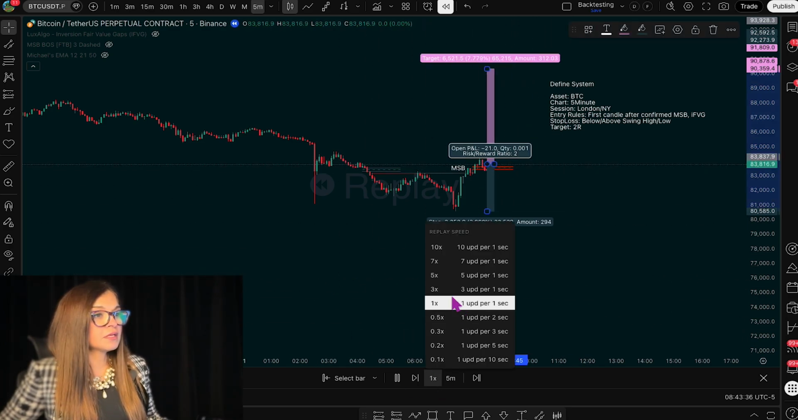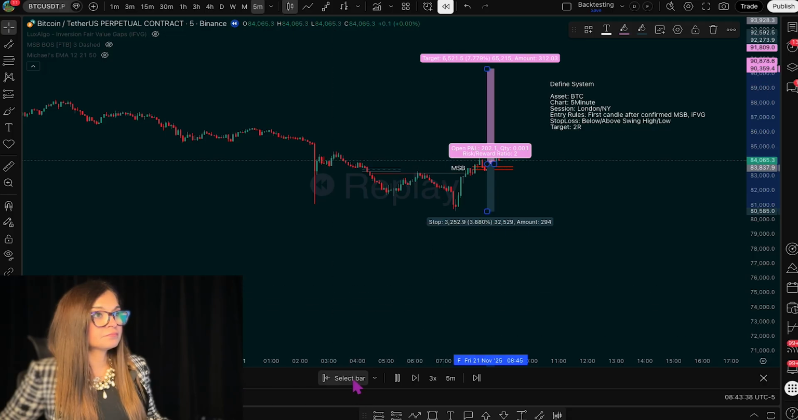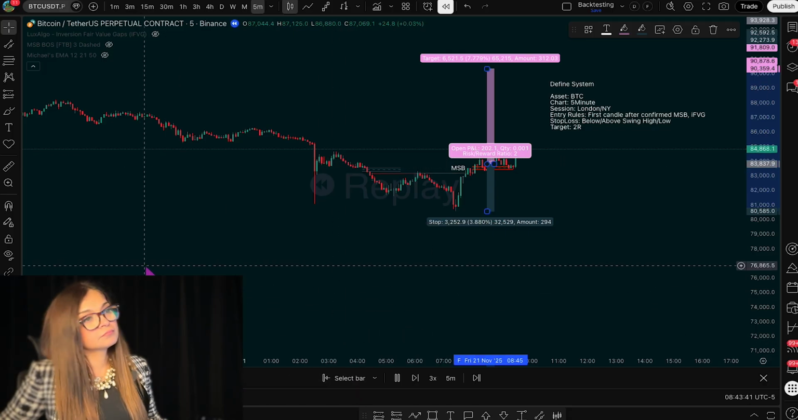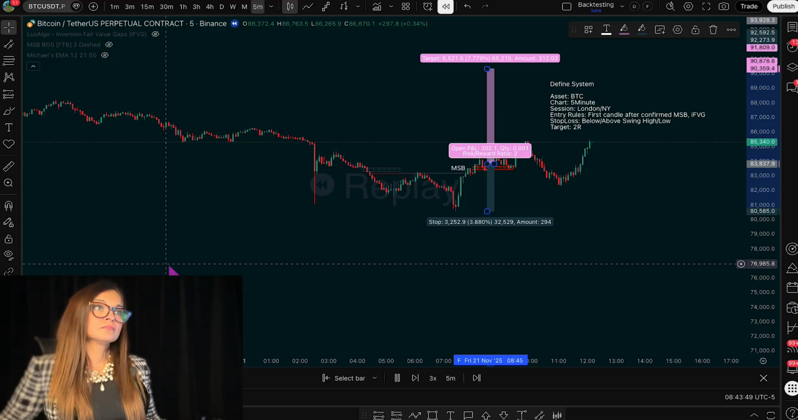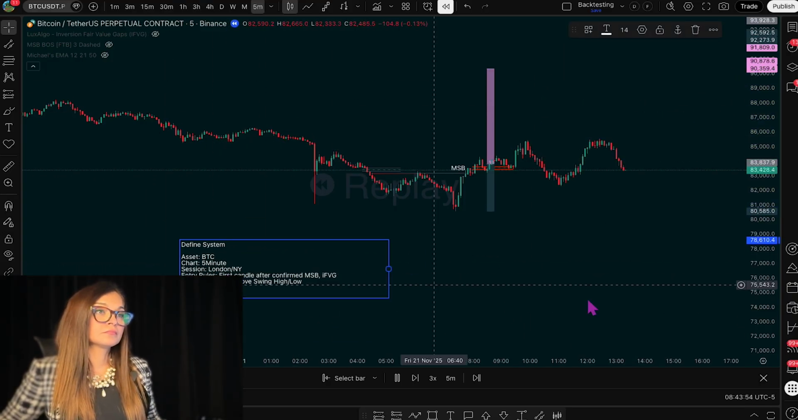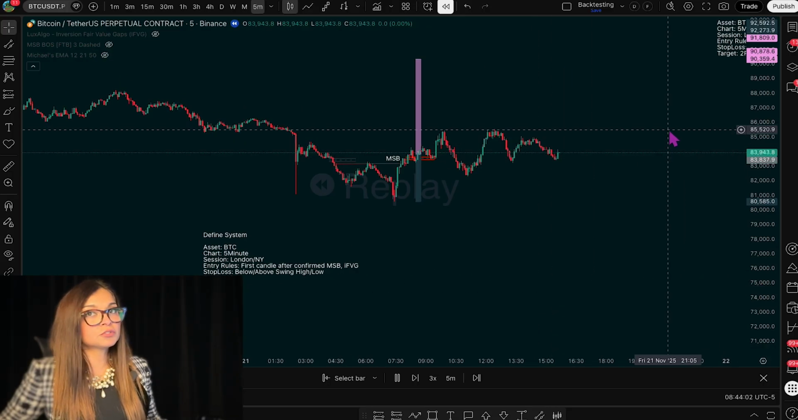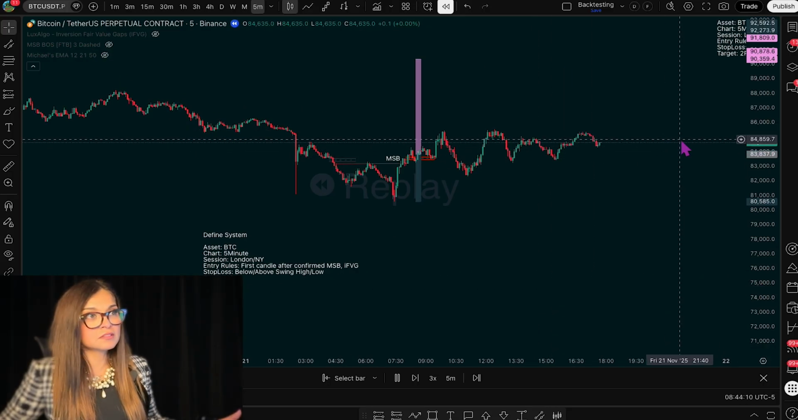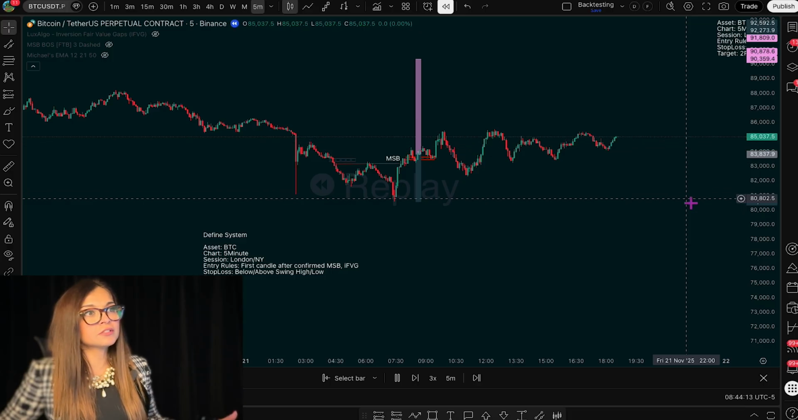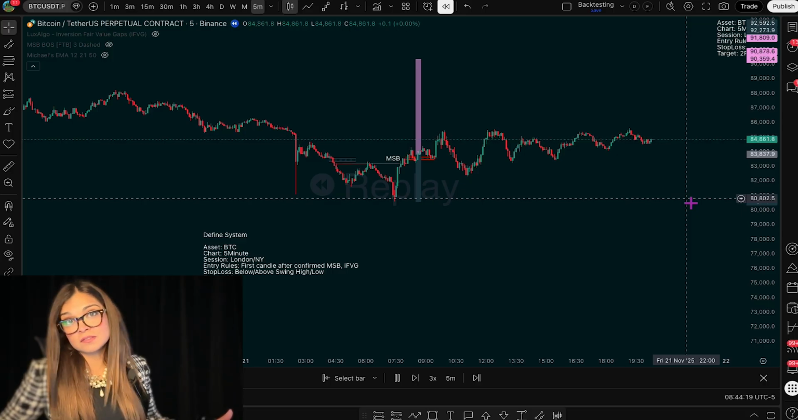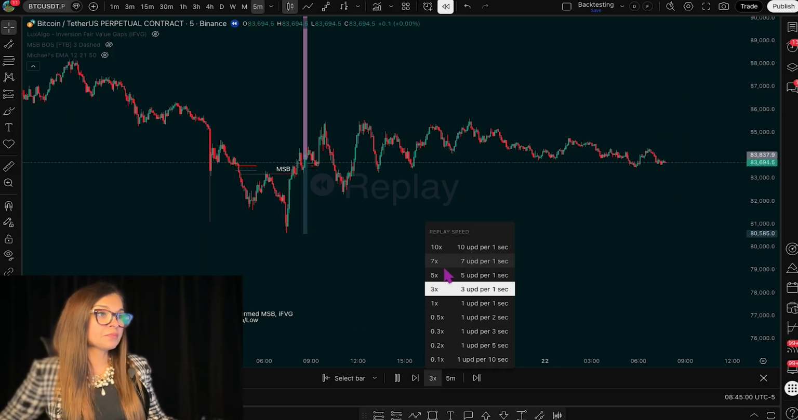We can speed that up a little bit. This is actually a scenario you'd want to avoid if you can. This is consolidating. You don't really want to enter any positions when price is consolidating, unless you have a mean reversion system or playbook. All right, let's speed it up.